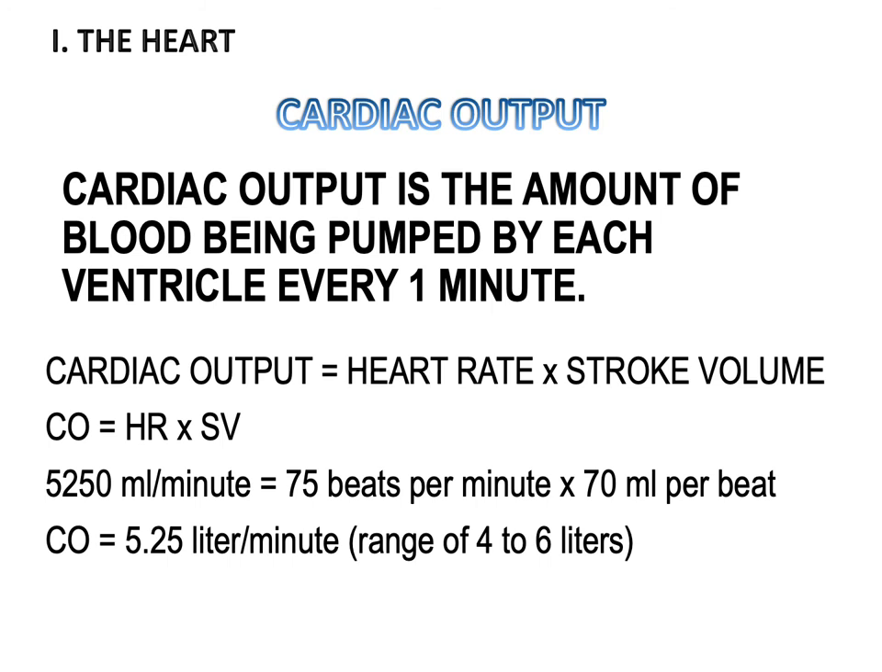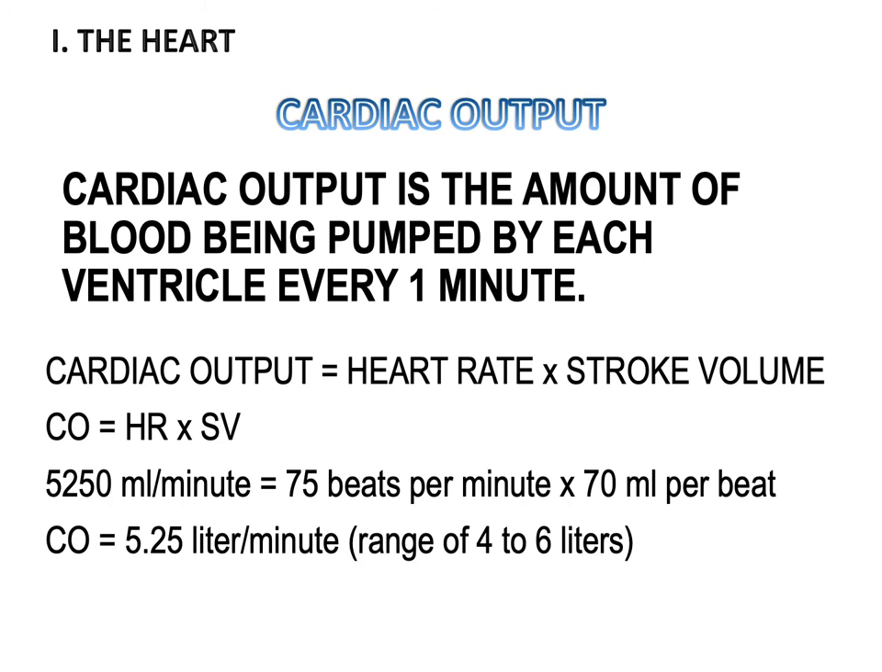To compute the cardiac output, it is basically the heart rate times the stroke volume, or CO equals HR times SV. HR or heart rate is approximately 60 to 100 beats per minute or on the average 75, while stroke volume is approximately 70 ml per beat. Therefore, ang cardiac output is around 5.25 liter per minute. There's a range of about 4 to 6 liters. Ito ang cardiac output ng isang average size adult.